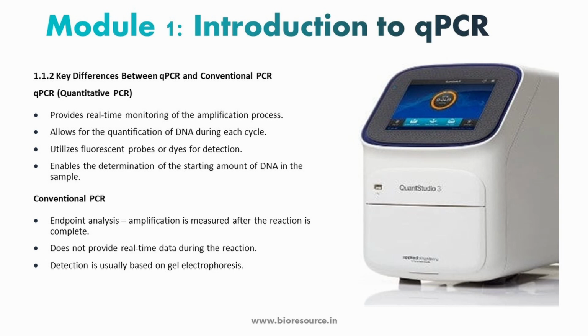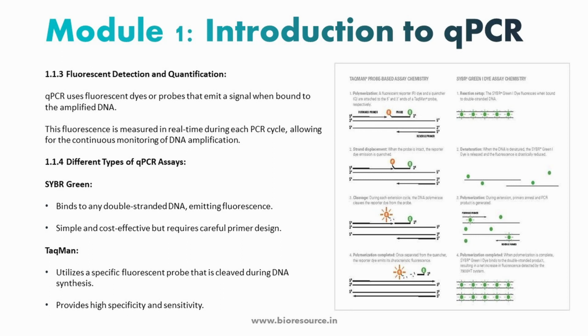In qPCR, the fluorescent detection and quantification can be done using either fluorescent dyes or using probes that emit signal when bound to the amplified DNA. The fluorescence is measured in real time during each PCR cycle, allowing the continuous monitoring of DNA amplification. So there are two types of strategy that can be used in the real-time monitoring. One is the SYBR dye-based assay, and the other one is probe-based chemistry.